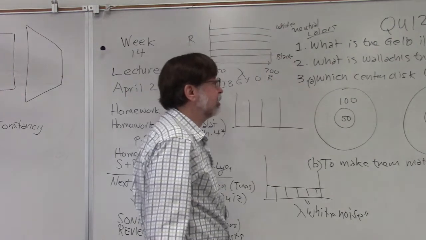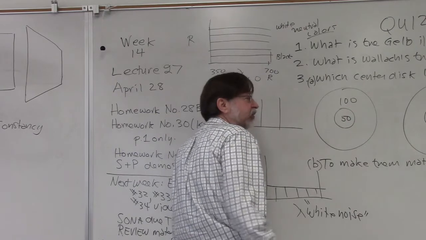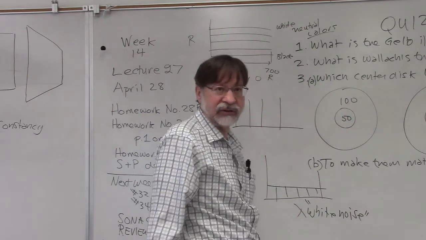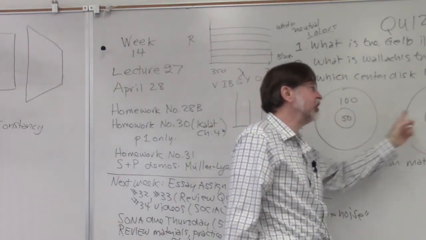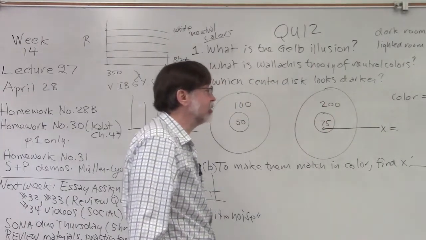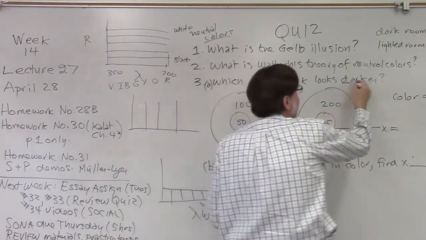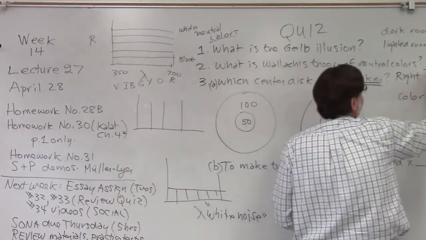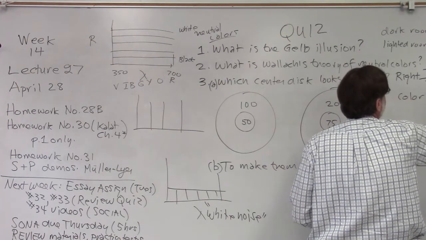Which center disk looks darker? Well, 50 divided by 100 is a half, and 75 divided by 200 is less than half. And so this color is going to look darker than this color, even though 75 is greater than 50. It's a smaller ratio of the background, and so the one on the right is going to look darker. So the right answer here is the one on the right, because 75 divided by 200 is less than 50 divided by 100.